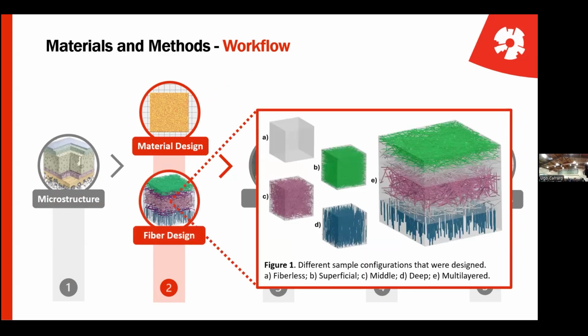For the fiber design, we created these cubic samples for compression. One without the fibers and the other ones for each configuration. And since in the cartilage all these layers are combined into a single tissue, we also created a multi-layer construct. The white layers you see in there are just transition layers we added to have a smoother transition from one material to another and to create a gradual transition in the orientation of the fibers.